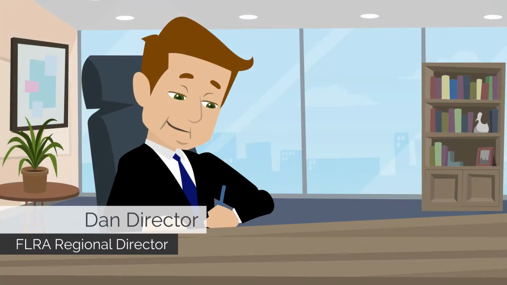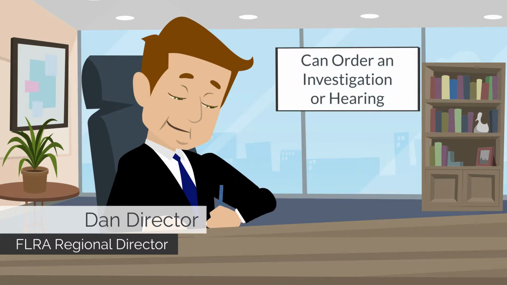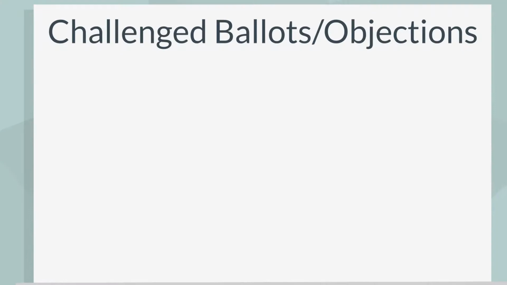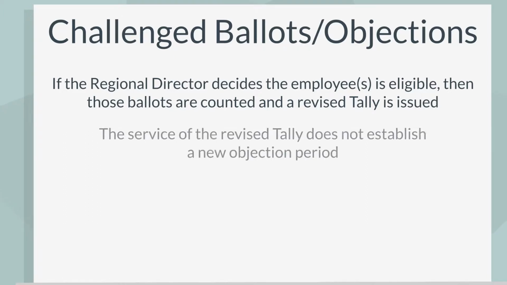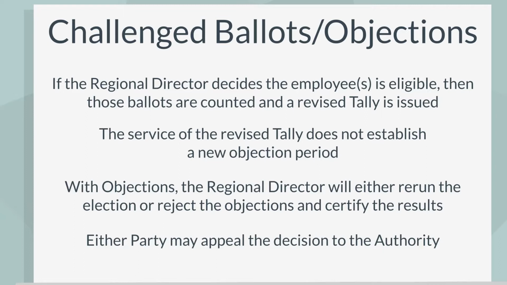If there are both objections and challenged ballots needing resolution, the regional director can simultaneously investigate both and order a hearing if necessary. The regional director will then issue a decision on the objections and any challenged ballots. In the case of challenged ballots, if the regional director decides the employee or employees are eligible, then those ballots will be counted and a revised tally issued. But the service of the revised tally does not establish a new objection period. In the case of objections, the regional director will either rerun the election or reject the objections and certify the results. If either party disagrees with the regional director's decision, they can appeal the decision to the authority.